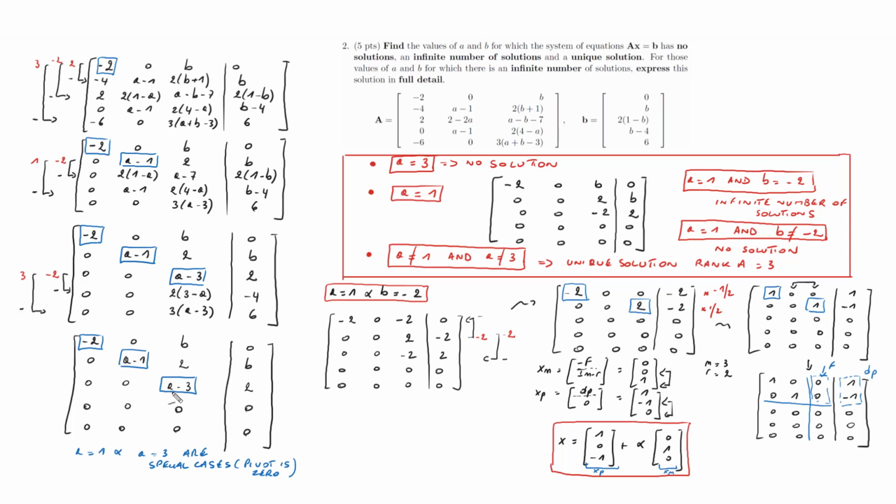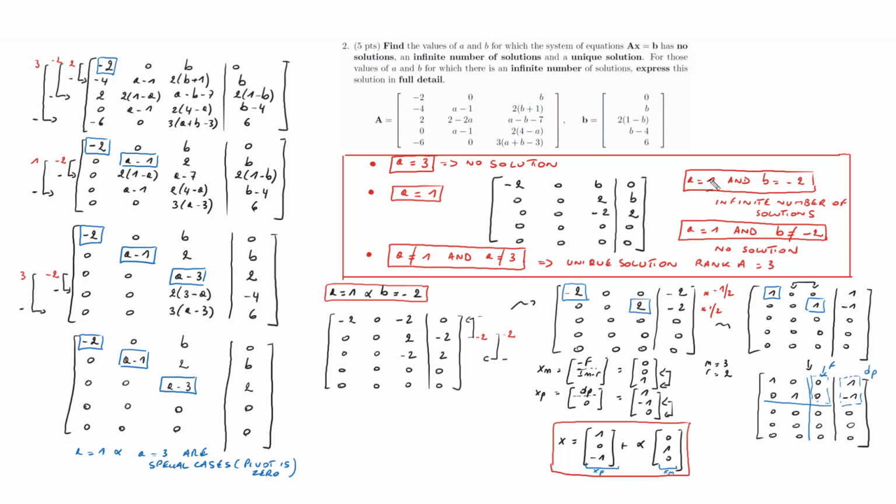You can clearly see that if A is equal to 3, we have 0, 0, 0, and on the other side 2. So 0 can never be equal to 2. When A is equal to 3, there are no solutions, right? If A is equal to 1, you can rewrite this augmented matrix. Here it is. And then it depends on the value of B.